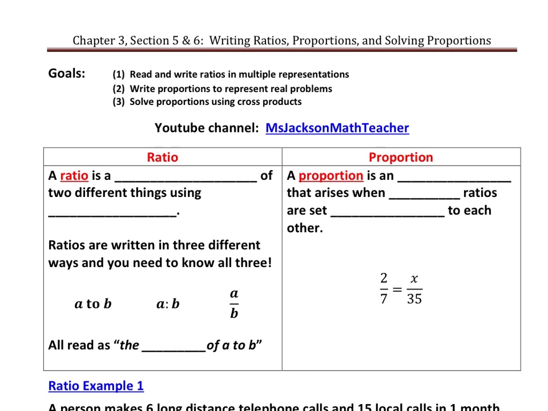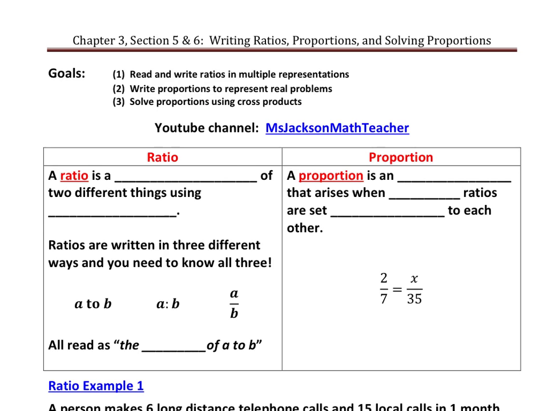Okay, we're going to move on to sections 5 and 6 of chapter 3, and we're going to do those two sections together. The topic of these sections is writing ratios, writing proportions, and then solving proportions. So the first thing we're going to focus on is reading and writing ratios in multiple representations. The second thing we are going to focus on is writing proportions that represent real world problems. That means we're going to be doing some word problems. And finally, we're going to solve proportions using the cross products property.